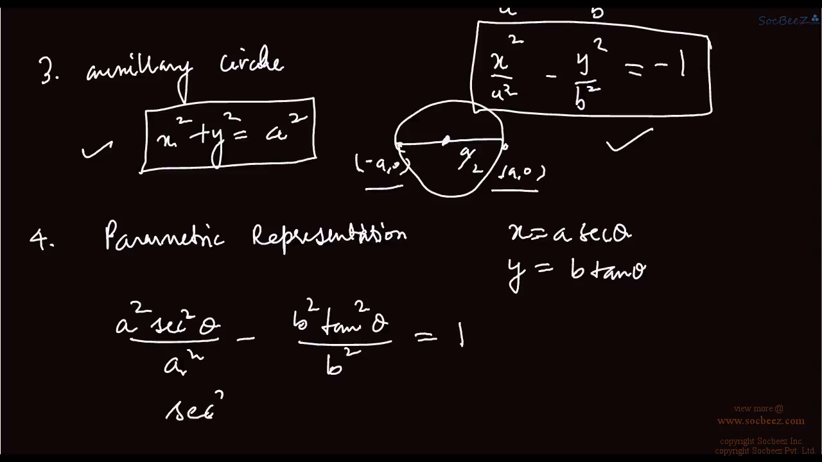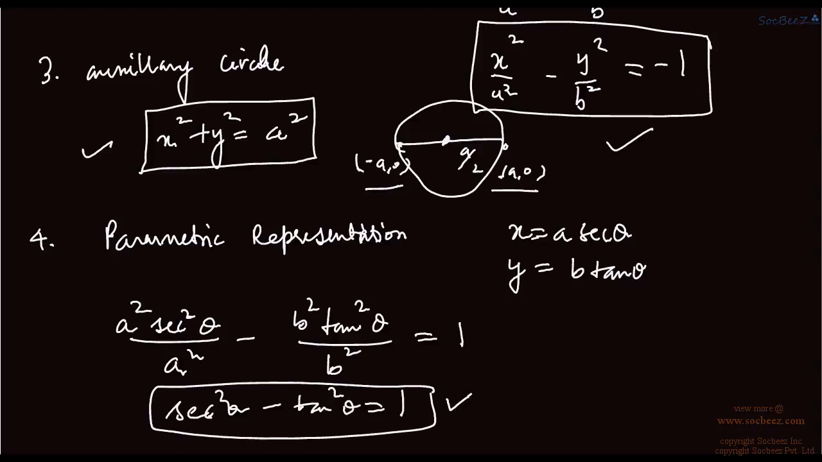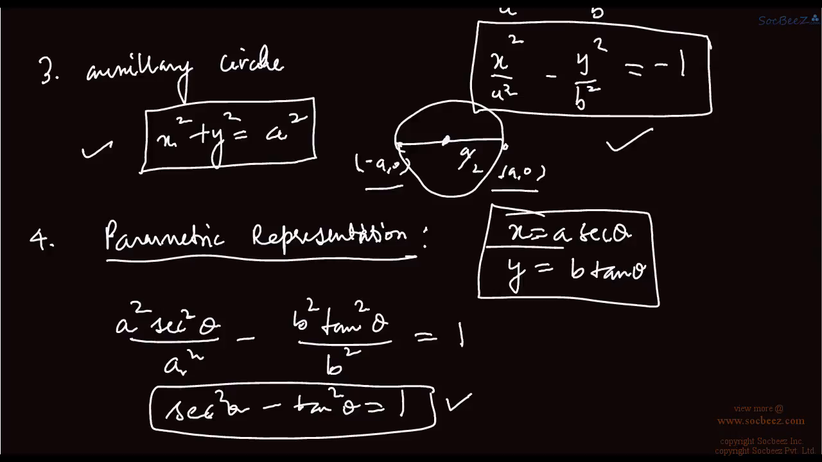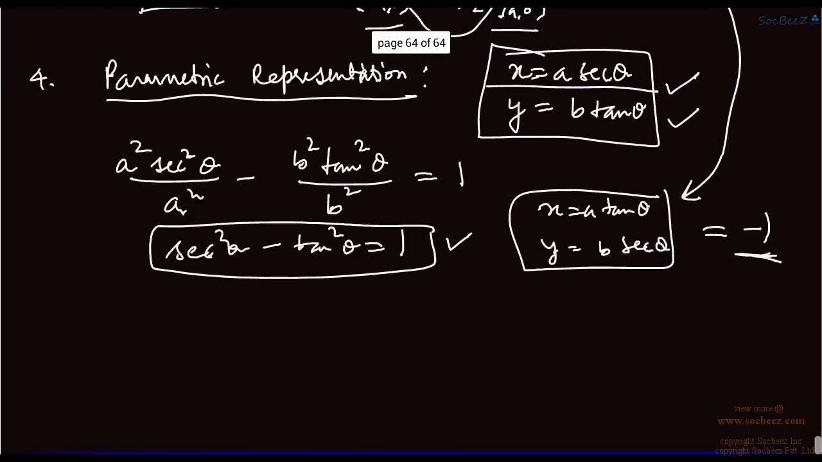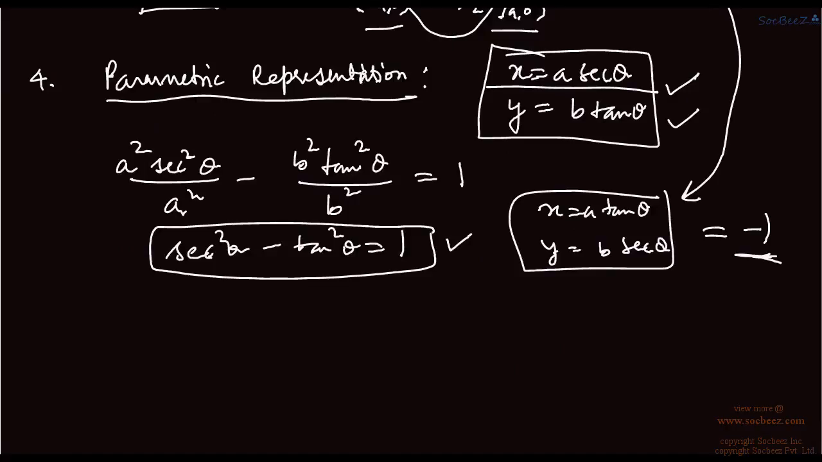Is it true? Yeah. Sec square theta minus tan square theta equals 1. This is the trigonometric identity which is true. So these two can act as parametric variables, parameters, which we can take to solve different questions. For the conjugate hyperbola, you will take x equals a tan theta and y equals b sec theta, because minus 1 is on the right hand side. So that's why we will take x and y interchanged.